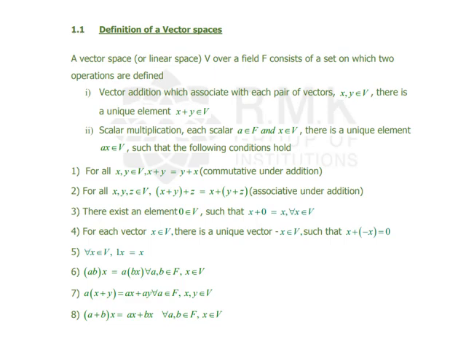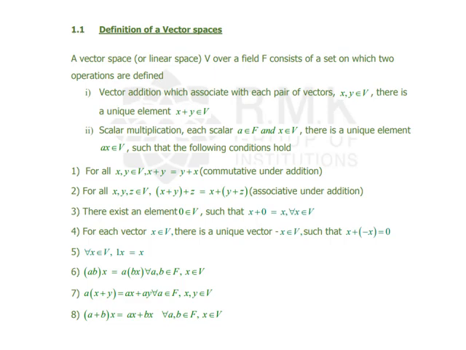Then the second one is scalar multiplication, where we consider a scalar a in F and a vector x from V. Then ax belongs to the vector space V, and these two together will satisfy these 8 conditions.